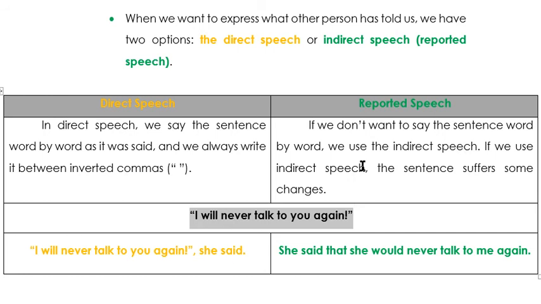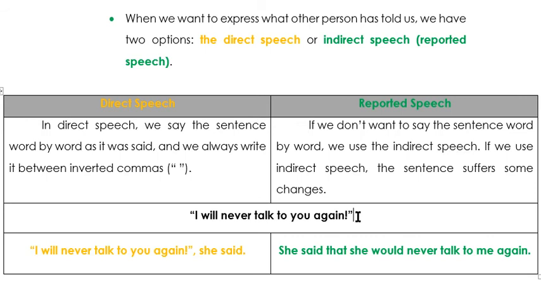Now, let's go with the report speech. Or indirect speech. Remember, it's the same. If we don't want to say the sentence word by word, we use the indirect speech. If we use indirect speech, the sentence suffers some changes. Bueno, acá cuando utilizamos el report speech para decir lo que otra persona nos dijo, esa oración original, en este caso, I will never talk to you again, ¿sí? Va a sufrir algunos cambios, que es lo que tenemos que tener en cuenta nosotros, ¿sí?